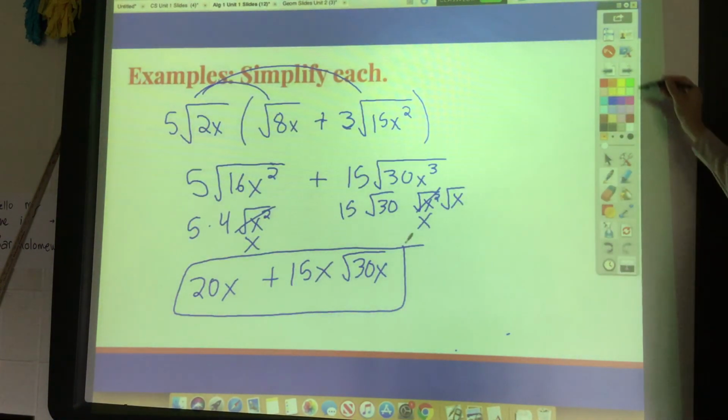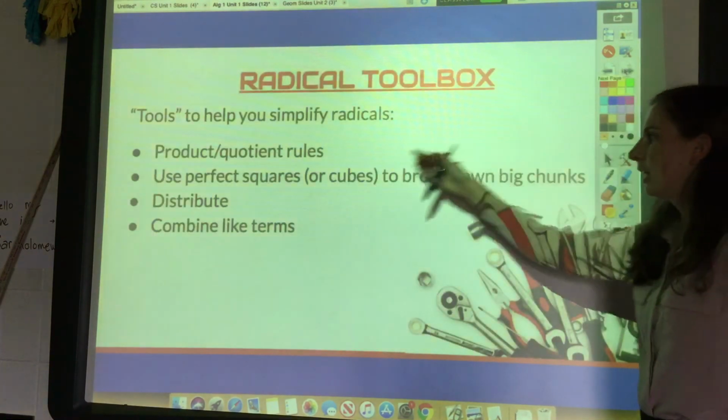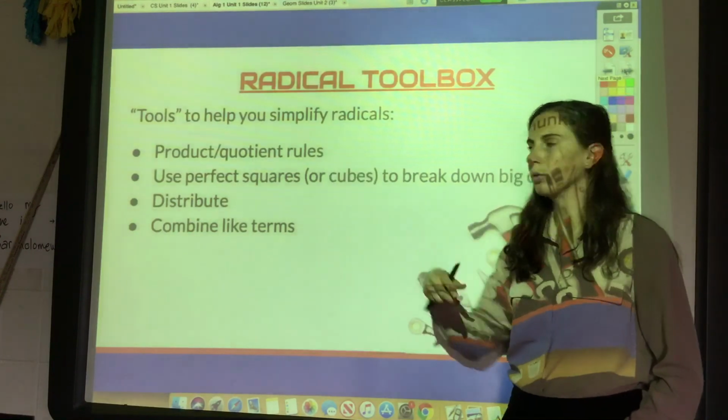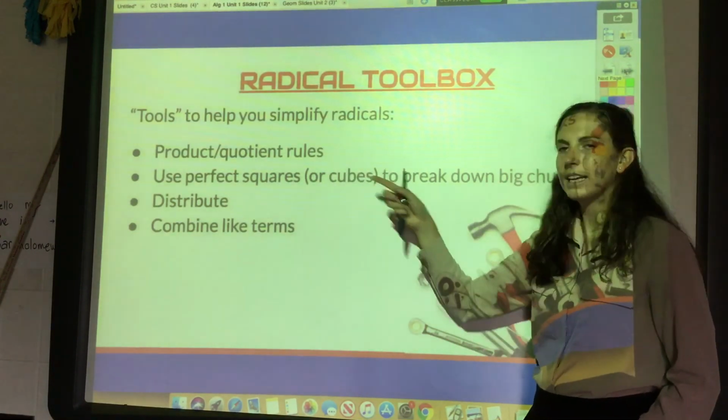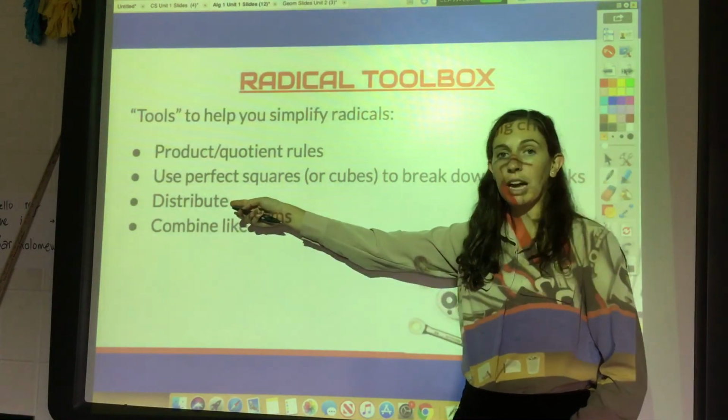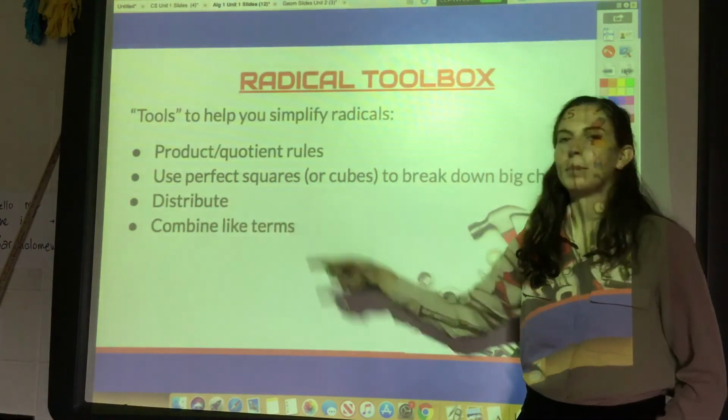Just to wrap this up, here's all the rules we've talked about so far. The product and quotient rules, breaking them down as much as you can. And now you can distribute and combine like terms.